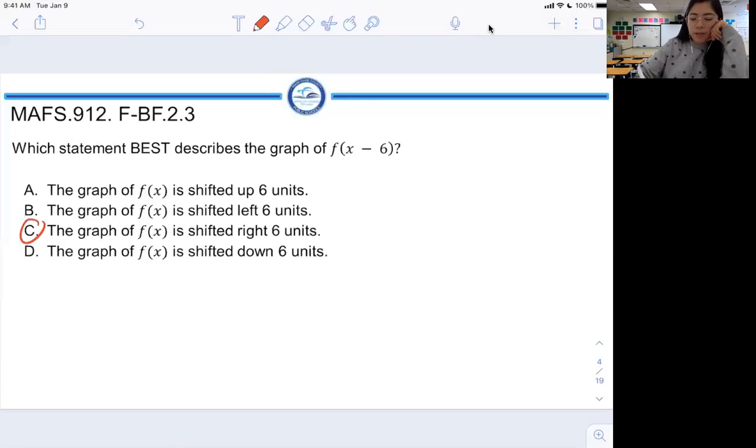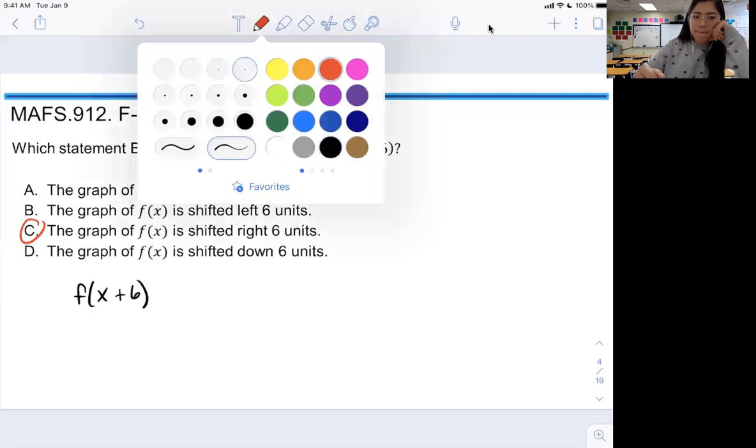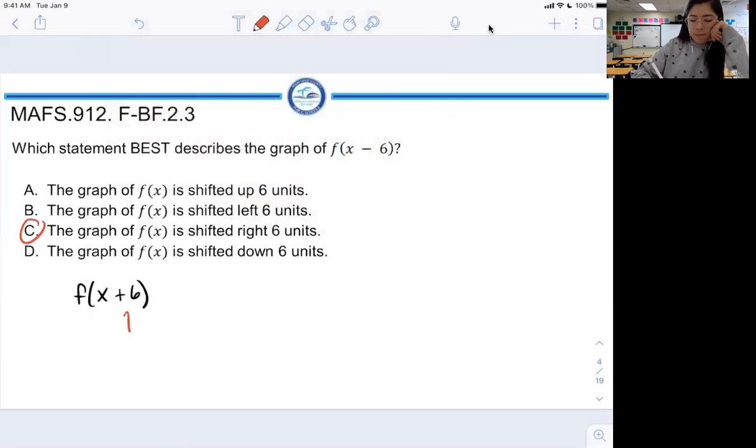So I wanted to quickly go over all the different combinations. So let's say I had f of x plus 6. What would that be? Good, Rios. That would be left, yeah. 6 units left. How could I get 6 units up? What would I need for up?